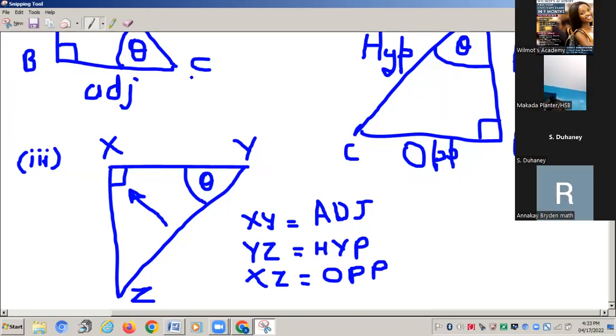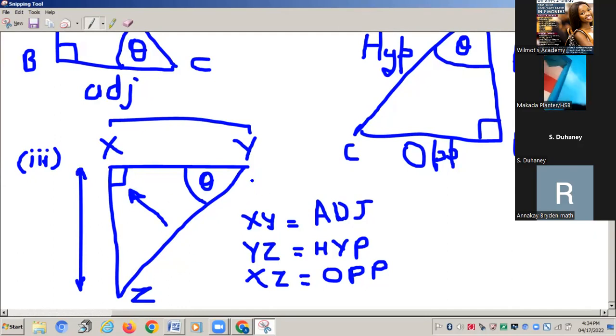All right, any questions? By the way, sometimes, let me show you something. Whenever you're labeling a right angle triangle, this side is XY. You can't say this side is X or this side is Y. It has to be XY. You don't want to say X and Y. Or you could say X to Y. X to Z is right here. And Y to Z is on this side.